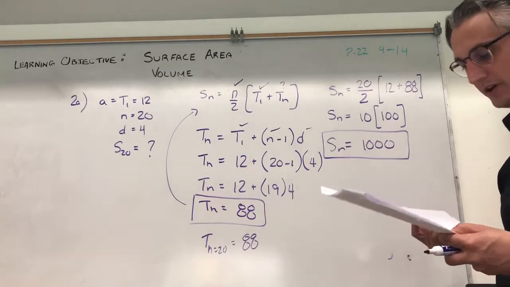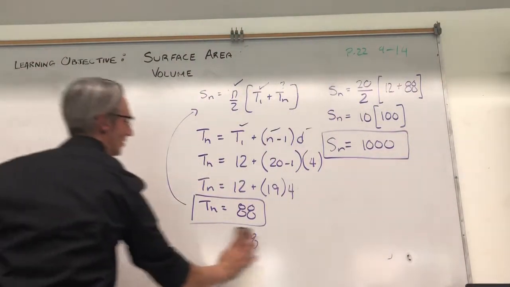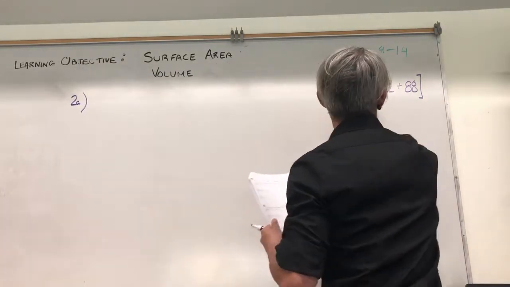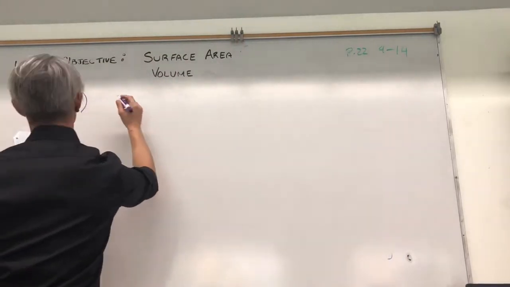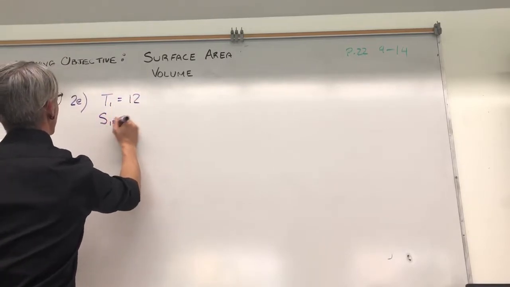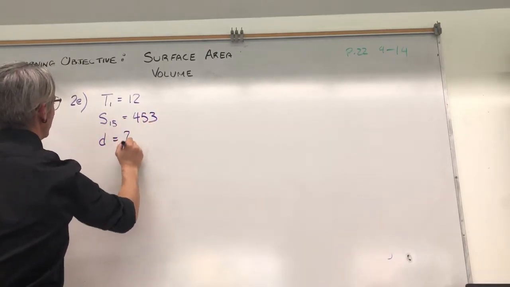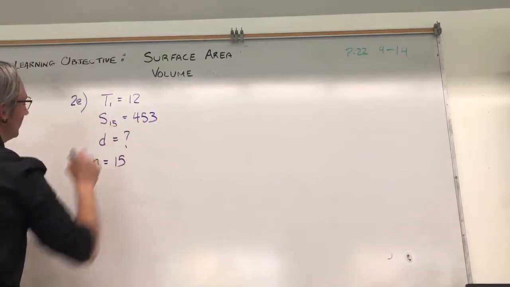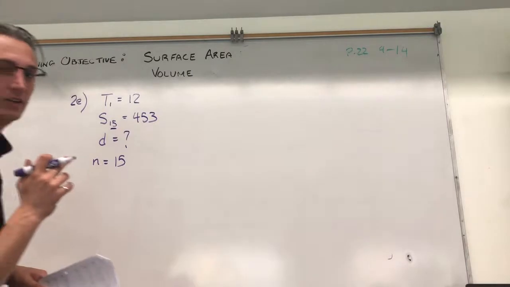Okay, let's try a hard one. Let's try 2e. They tell me that t1 or a is 12. The sum of the first 15 terms is 453. And they want to know what d is equal to. Well, I also know that n in this case is going to be 15, because we're dealing with the first 15 terms. So n is 15.